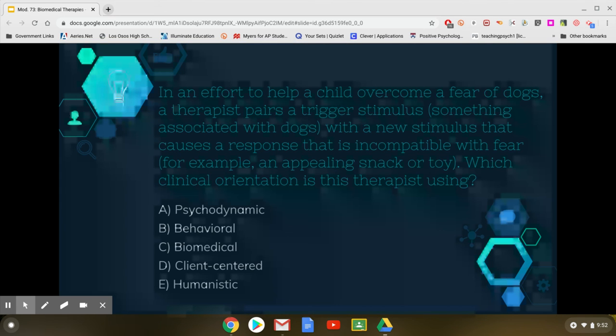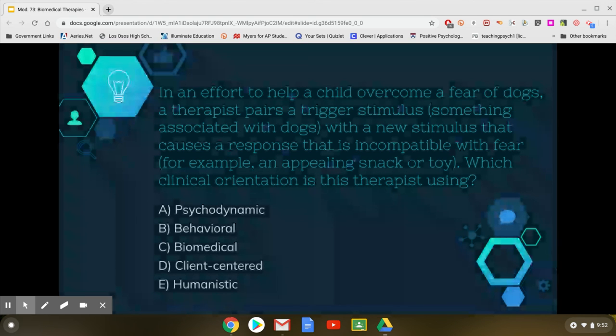Next. In an effort to help a child overcome a fear of dogs, a therapist pairs a trigger stimulus, something associated with dogs, with a new stimulus that causes a response that is incompatible with fear, for example, an appealing snack or toy. Which clinical orientation is this therapist using? Go ahead and answer. The correct answer is B, behavioral.